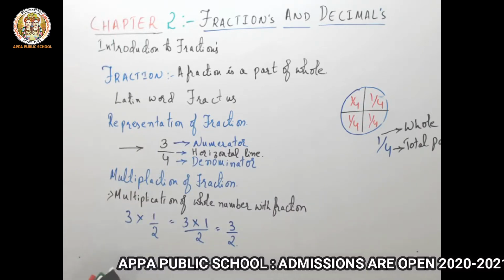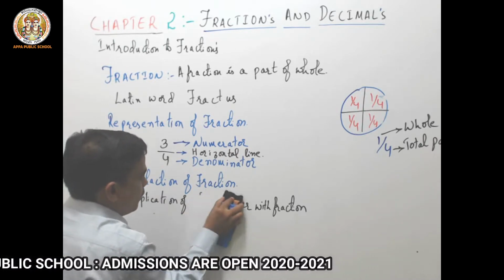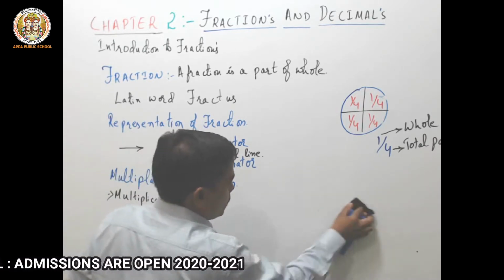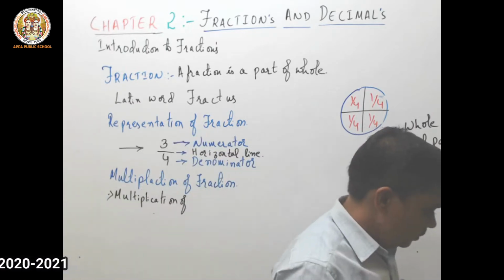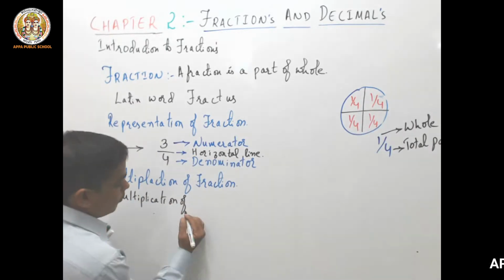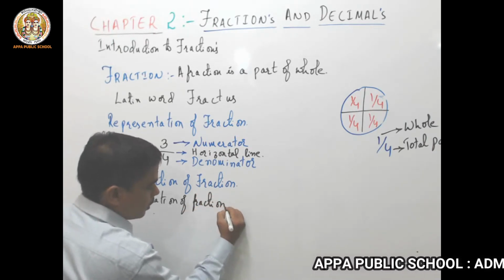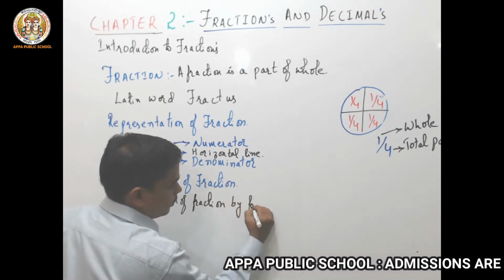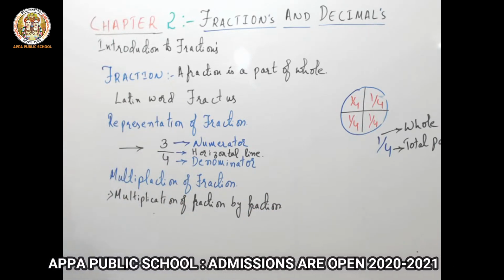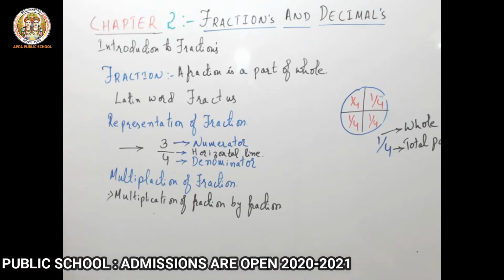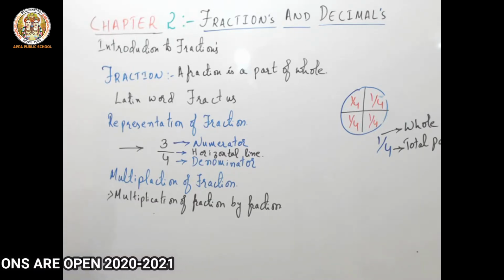What is the next one? Multiplication of fraction by fraction. Here, what will we do?